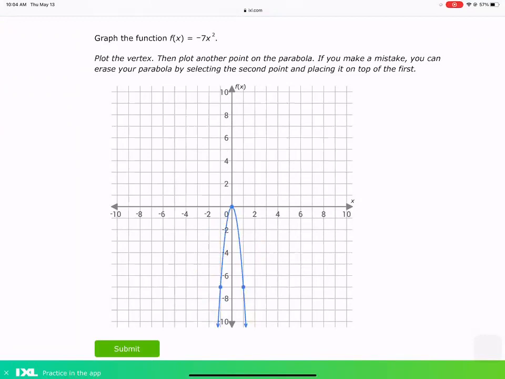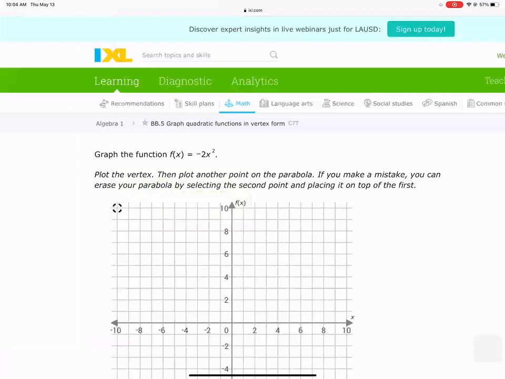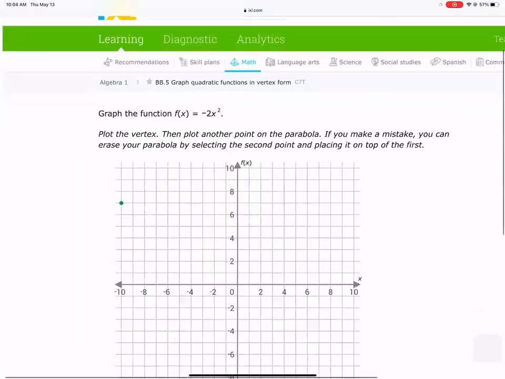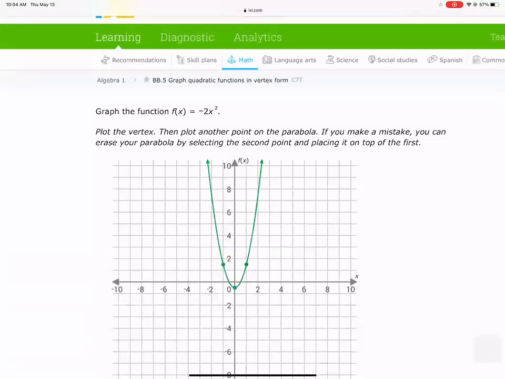So on your IXL, that's what you're going to do. Okay, I see -2. So is -2 probably going to point up or down? Since it's negative, the parabola is going to point down. Very good. It went down. How many spaces? 1 space over is 2 spaces down.